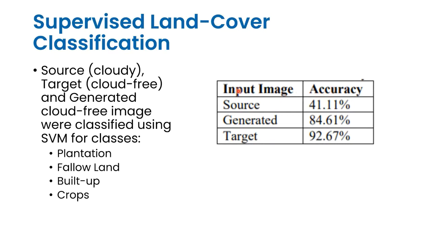But if we give the source image to the model and the model generates a cloud-free image and then we classify it, then the accuracy shoots up to 84.6%. And then when we classify the actual cloud-free image, the accuracy is 92.6%. So the closeness of the accuracy in the generated and the target image shows that the model is good for real-life use cases of remote sensing.